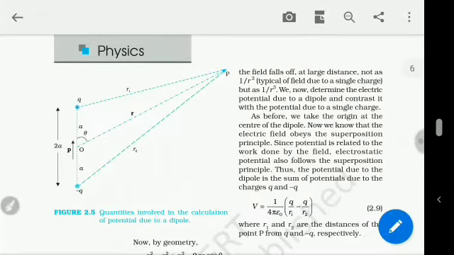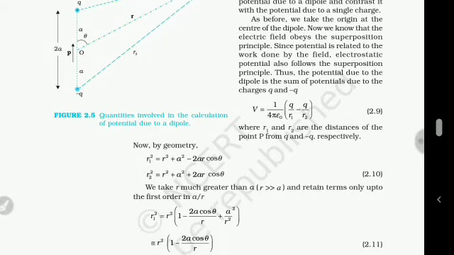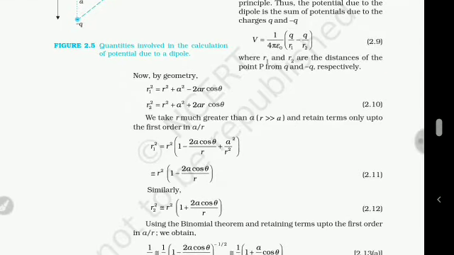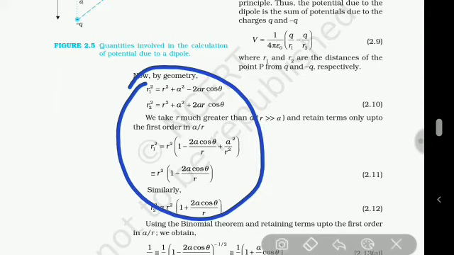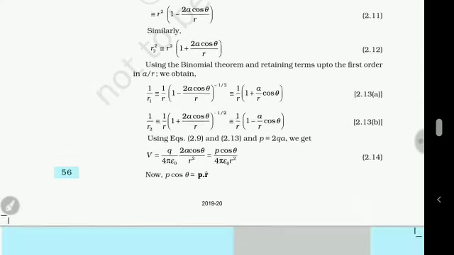Students, the mathematical explanation or the mathematical steps given in your textbook for this theory is a little different. You can see the mathematical steps here are like this, but the steps which I have shown you are quite easy to understand.